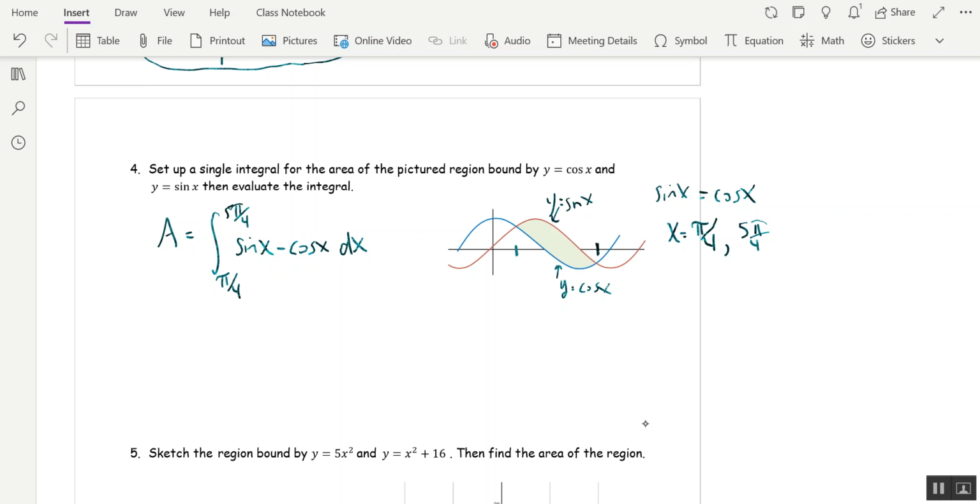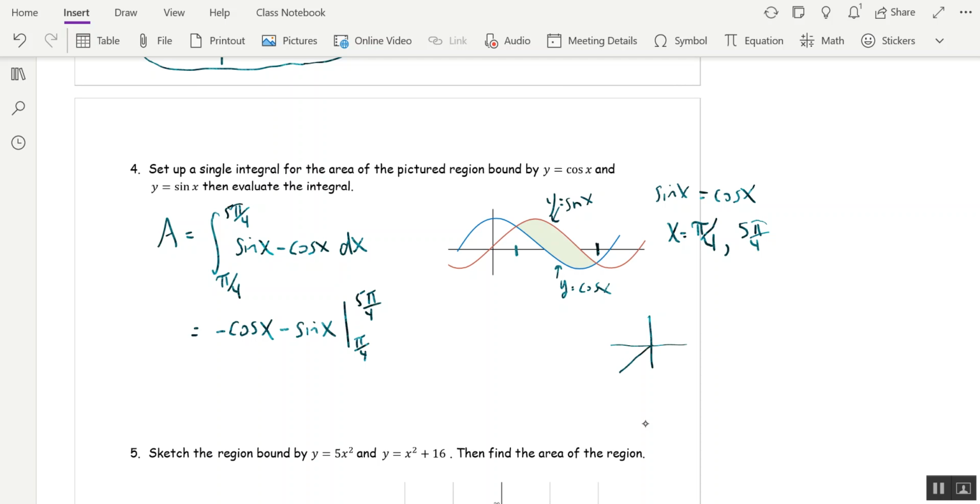All right, and this time we are going to evaluate. So we're going to find an antiderivative. The antiderivative for sine is negative cosine. And for cos, it's sine, evaluated from pi over 4 to 5 pi over 4. All right, there are going to be a lot of negatives, so be careful. So 5 pi over 4 is down here.